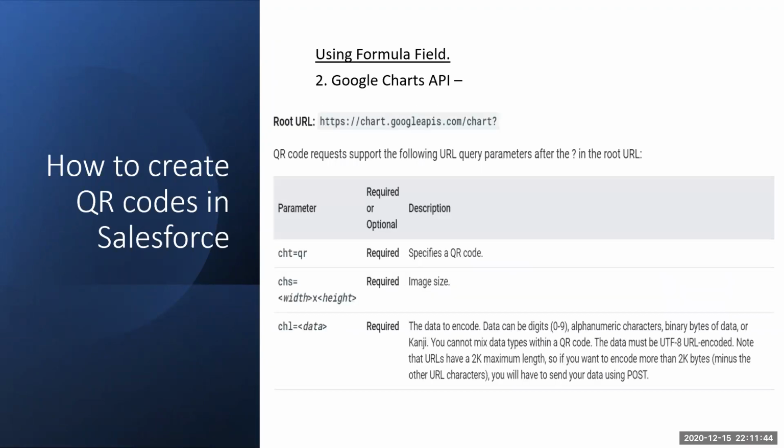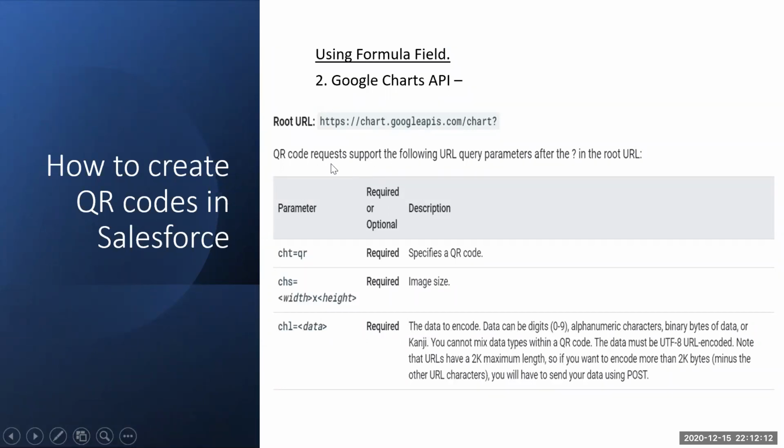The second portion that will help us achieve the QR code generation is the Google Charts API. The Google Charts API is freely available, and it's a very popular and safe API. What this API does is you have this URL, https://chart.googleapis.com/chart, and then after the question mark you have your parameters.